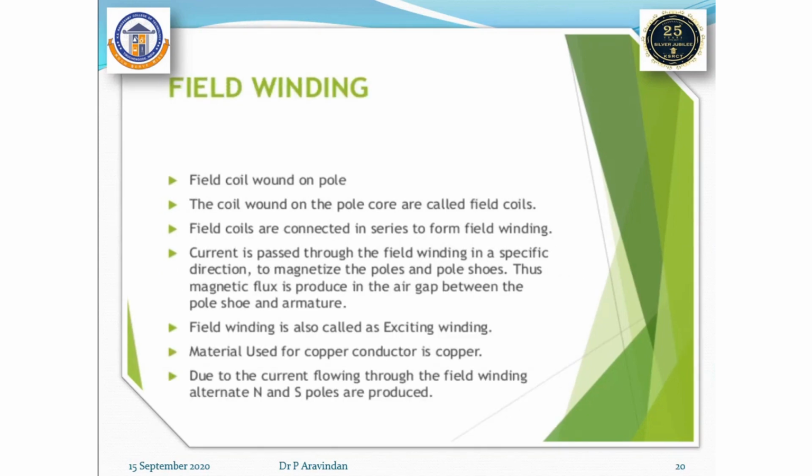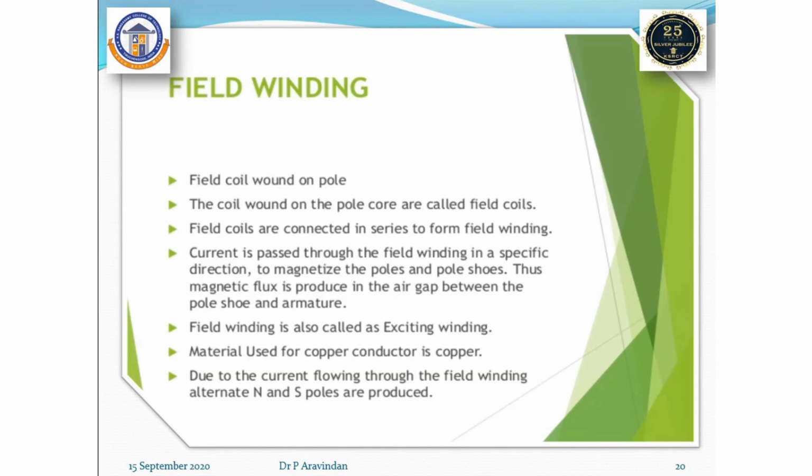So the field winding, we have already studied, the same thing. The coils wound over the pole core are called field coils. Field coils are connected in series to form the field winding. The current is passed through the field winding in a specific direction to magnetize the poles and pole shoes. Thus magnetic flux is produced in the air gap between the poles, pole shoes and armature. The field winding is also called the exciting winding. It's a very important point: the field winding is also called the exciting winding.